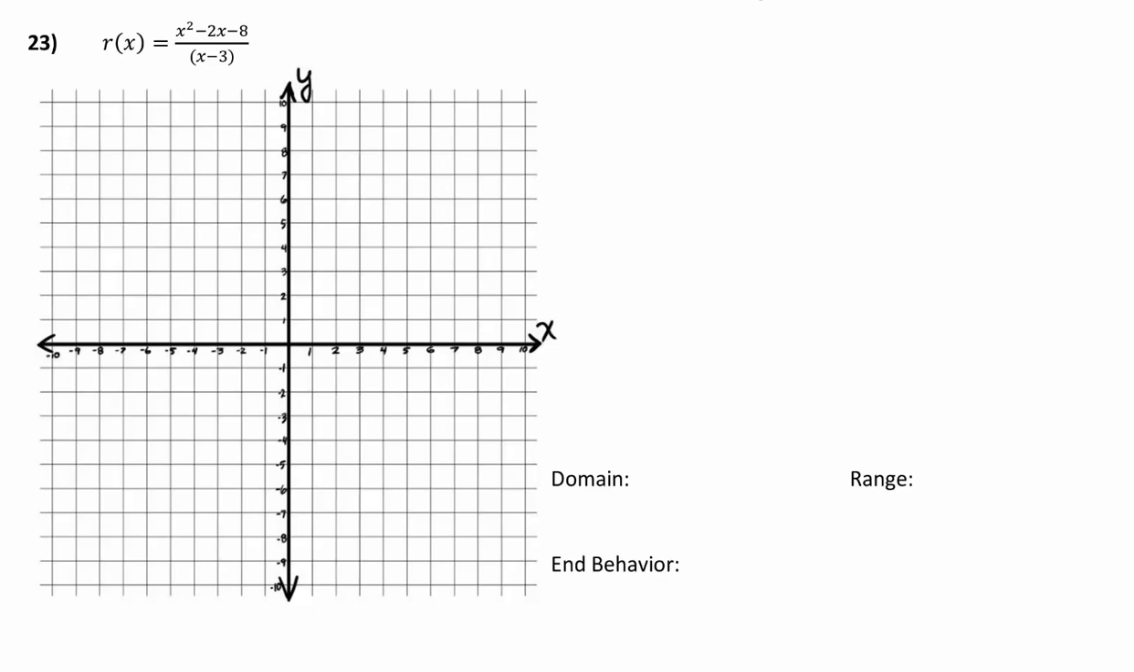Hey everybody, we're going to go ahead and do question 23 here in the notes, just giving you another example of a harder rational function to deal with and to take apart and to end up graphing. So the first thing I look at here for r of x, it's x squared minus 2x minus 8 in our numerator, and that's divided by x minus 3.